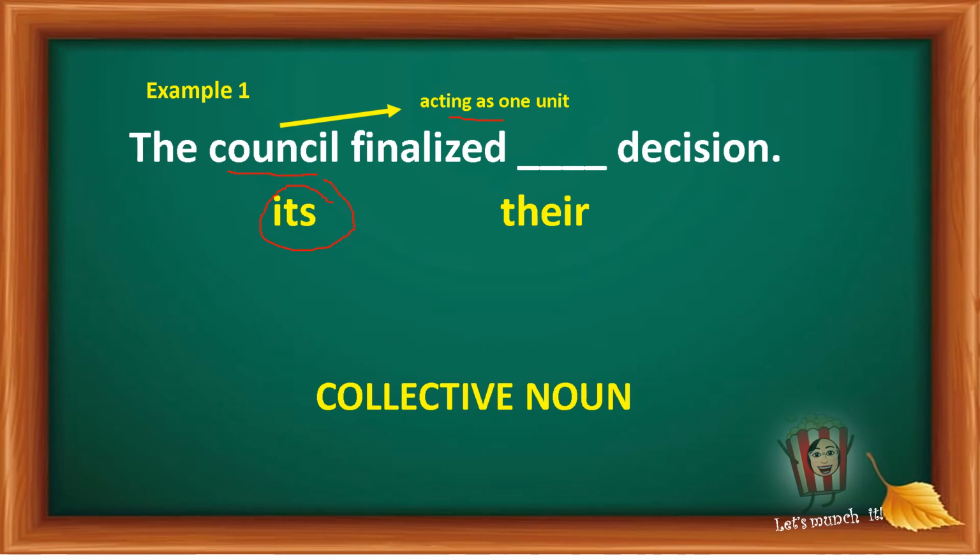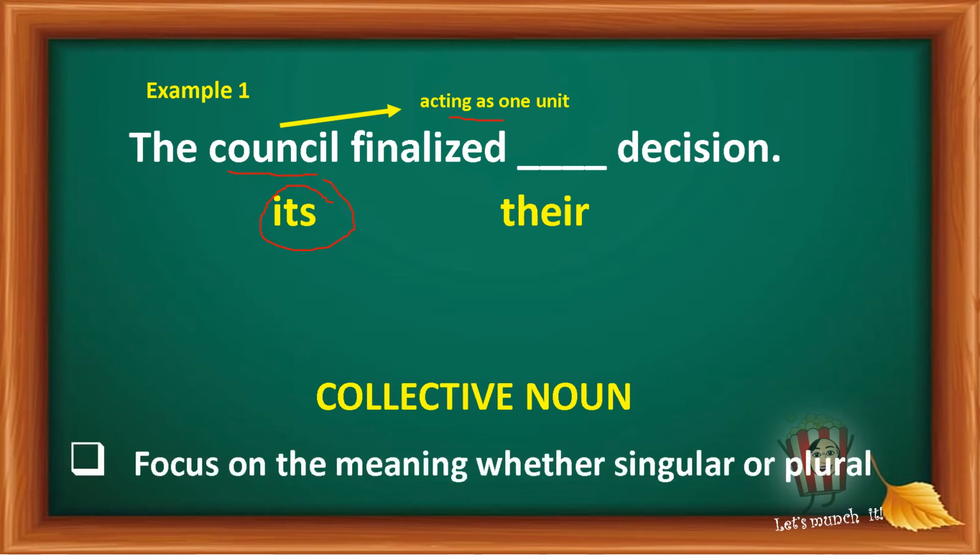So when we say collective nouns, these are the words that name a group or collection of people or things in a way that the group is discussed as a single entity. So basically, a collective noun is a group noun that refers to units or groups in a collective sense. What's the tip? We have to focus on the meaning of the collective noun, whether the collective noun is singular or plural. Again, in this particular sentence, we made use of the council, and council is acting as one unit.